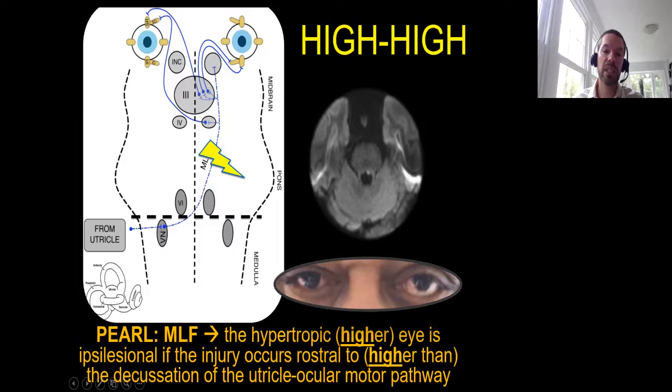Now we're affecting the other side's pathway after it decussated, now that it's ascending via the medial longitudinal fasciculus, as these utricle pathways ascend in the medial longitudinal fasciculus along with the interneurons that, when affected, cause an INO. So this is the high-high rule.